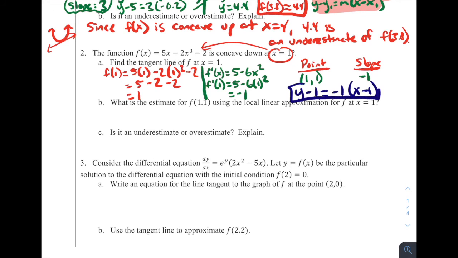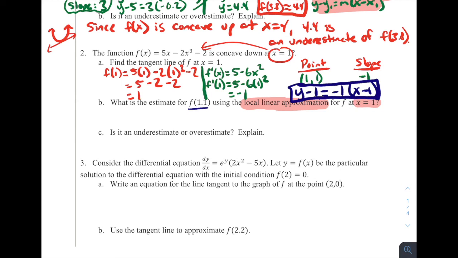This would be the equation of my tangent line in point slope form. So that is number 2, part A. For B, what is the estimate of f of 1.1 using that local linear approximation? Again, local linear approximation is sort of a hint: use the tangent line in order to do that. It's a linear approximation. The tangent line is a straight line, it's linear. That's what we're talking about at x equals 1.